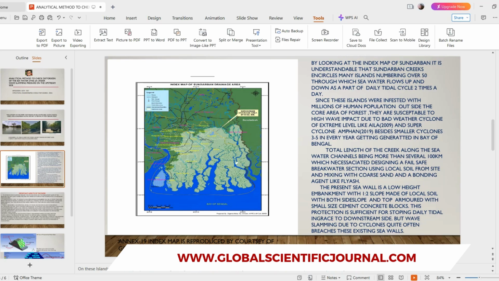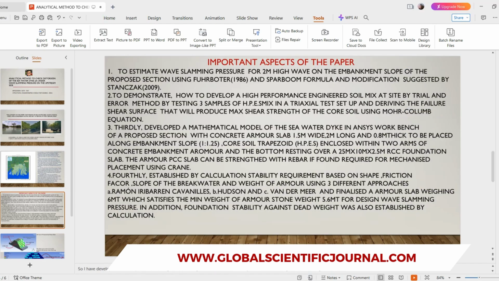The present sea wall is a low height embankment with 1:2 slope made of local soil, with both side slopes and top armored with small size cement concrete blocks. This protection is sufficient for stopping daily tidal ingress to the downstream side. But wave slamming due to cyclones quite often breaches these existing sea walls. Now I will go to the fourth slide.